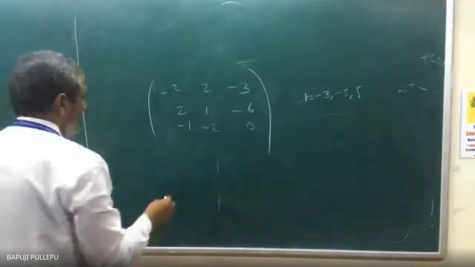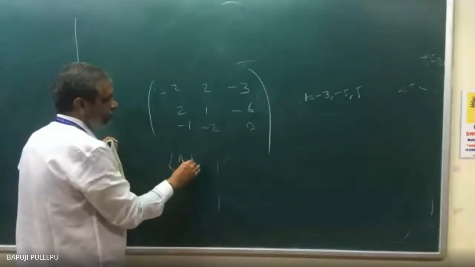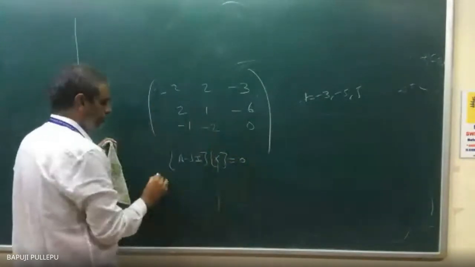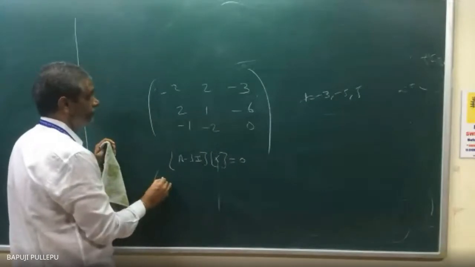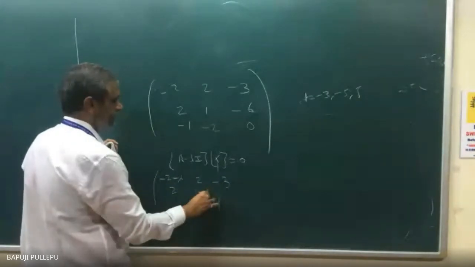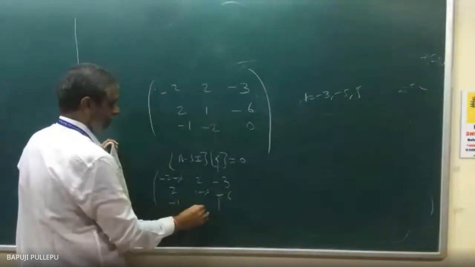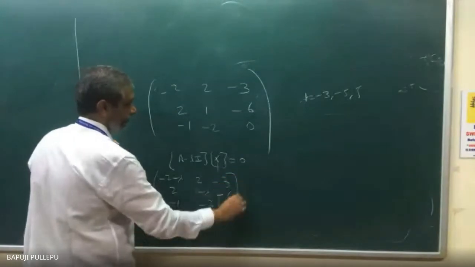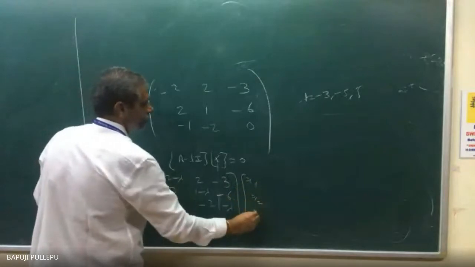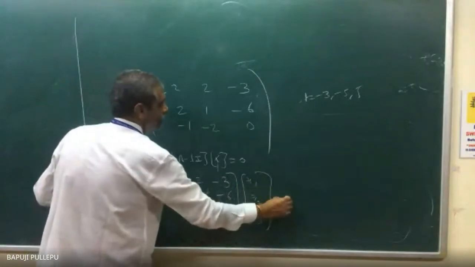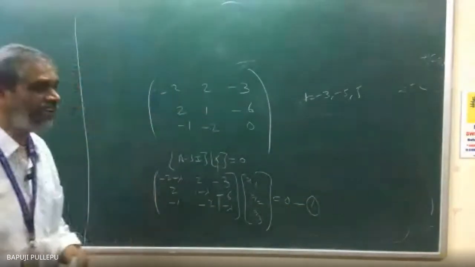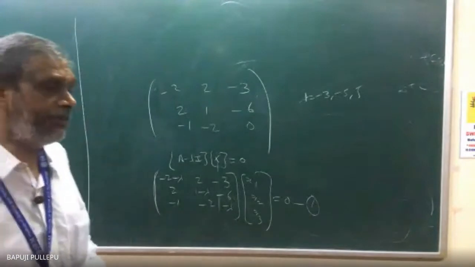First you can frame the equation. But to find eigenvectors, what will you do? A minus lambda I. This everything I know, familiar. So the matrix is -2 minus lambda, 2, -3; 2, 1 minus lambda, -6; -1, -2, 0 minus lambda, times x1, x2, x3 equals 0. This is equation 1. Now in this equation put lambda equal to -3.